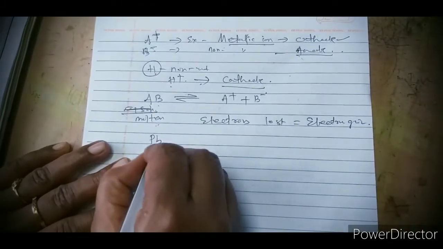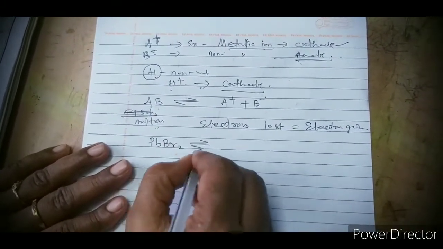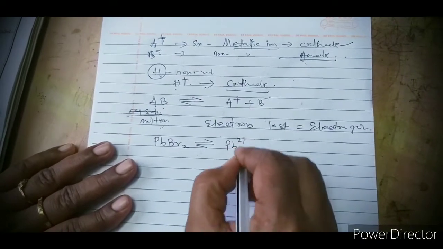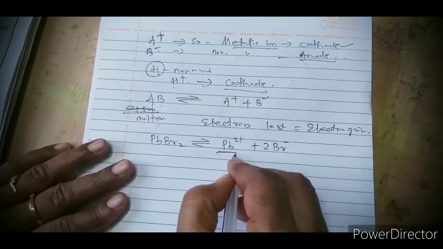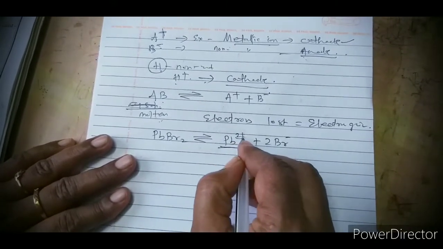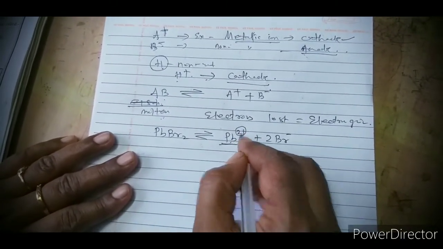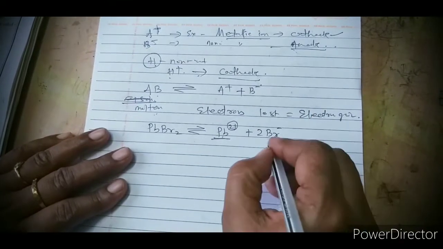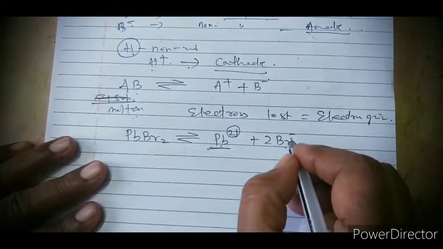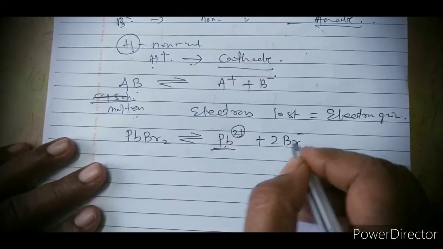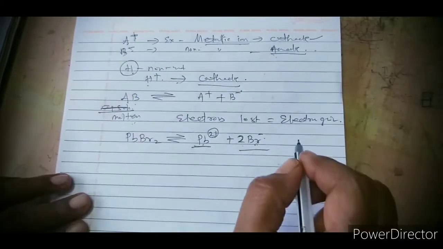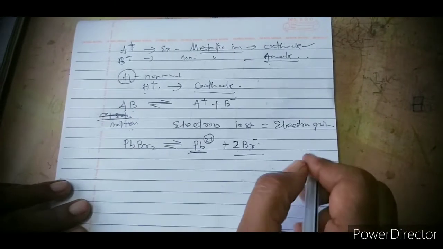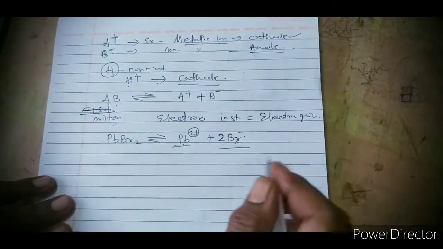Another example let me give you. PbBr2 gives rise to Pb2 plus and 2 Br minus. So here lead metal loses 2 electrons to become lead ion, whereas 2 bromide ions are formed by getting 2 electrons. So this is the most important mechanism in case of electrolysis.